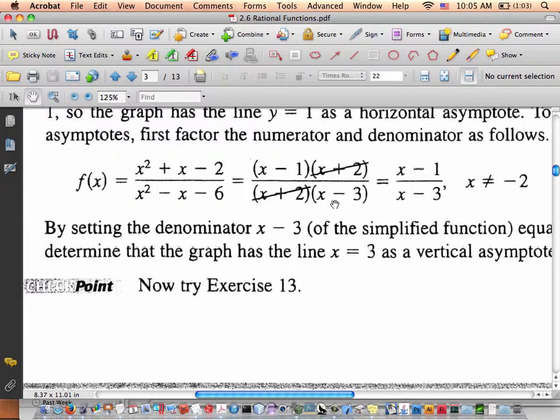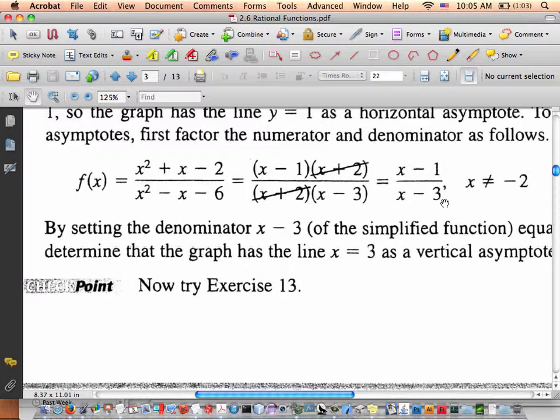Why is 3 excluded? 3 is excluded because if I put 3 into this function, I get 3 minus 1 over 3 minus 3. Uh-oh, that's a problem. But 2 is also excluded, Abby. Now check this out. 2 minus 1 is 1. 2 minus 3 is negative 1. 1 over negative 1 is negative 1. Is that a real number?